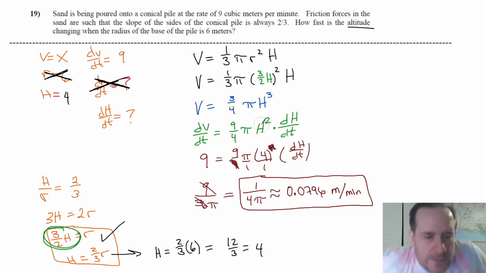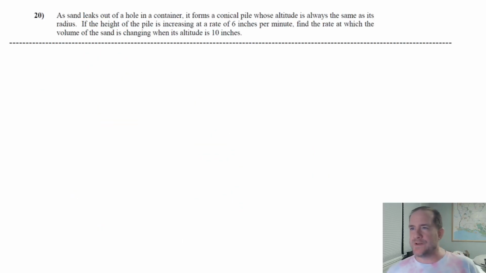And with 2 problems behind us, and the fact that it took 21 minutes, means I'm going to try to go faster now. Hopefully you guys have caught on to the basics here, so maybe I can go a little quicker. All right, so 20. This one says sand is leaking out of a hole in a container, and it forms a conical pile whose altitude is always the same as its radius. Okay, altitude is the same as its radius.